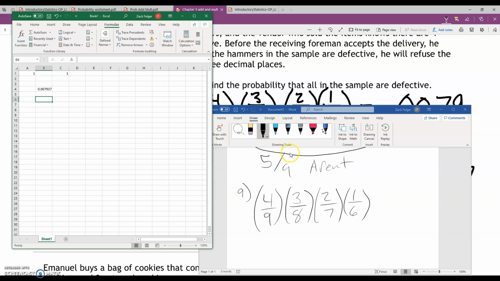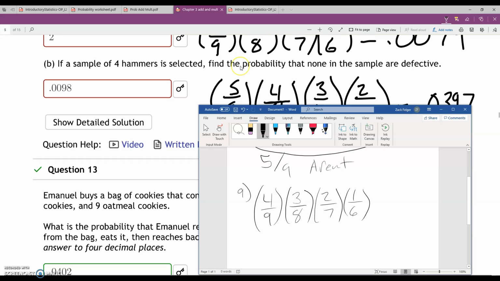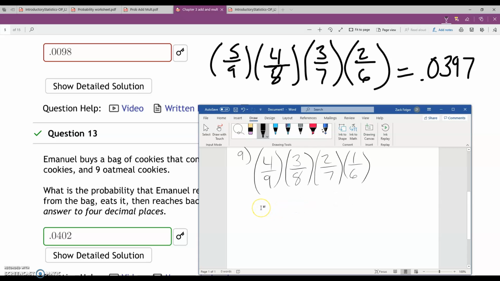And then for part B, we're just basically doing the same thing, but we're selecting 4 hammers and we're trying to find the probability that none in the sample are defective. So you're using the 5 out of 9 that aren't defective and basically doing the same thing.